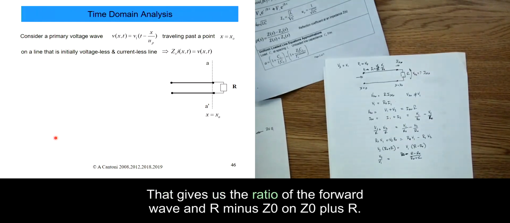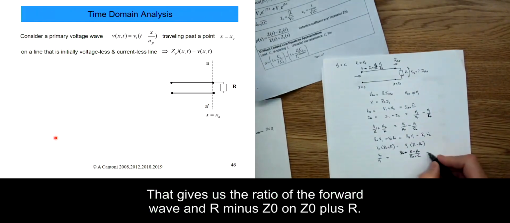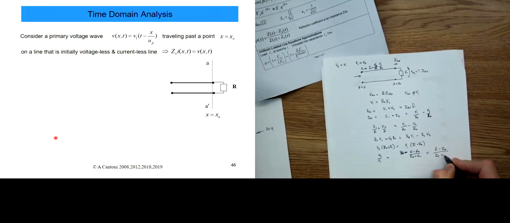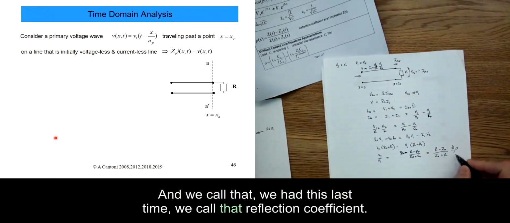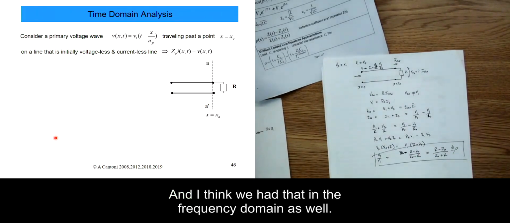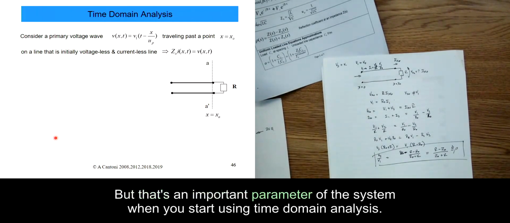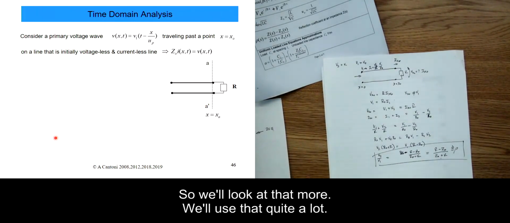That gives us the ratio, R minus Z naught on Z naught plus R, of the backward wave to the forward wave. It has to exist because you have that termination on the end. We call that the reflection coefficient. We had this last time, and I think we had that in the frequency domain as well. It's an important parameter of the system when you start using time domain analysis, so we'll use that quite a lot.